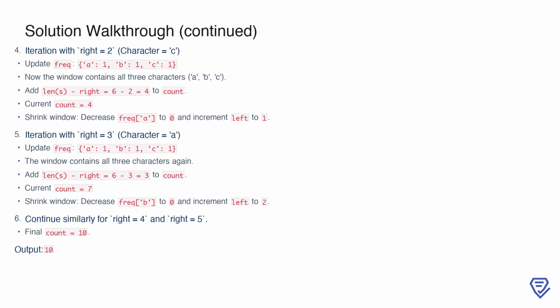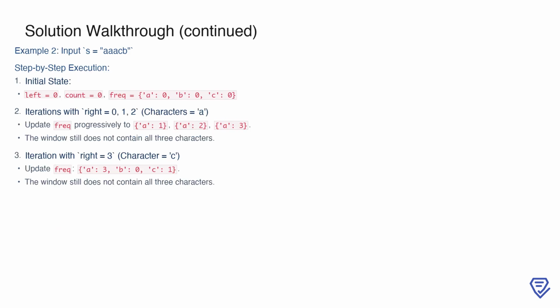Moving to right equals 3, where the character is a, the frequency map updates back to a:1, b:1, c:1. Again, the window contains all three characters, so we add len(s) - right, which equals 3, to count, making the total count 7. We then shrink the window by decreasing frequency of b to 0 and moving left to 2. This process continues for right equals 4 and right equals 5, eventually resulting in a final count of 10 substrings that contain all three characters.